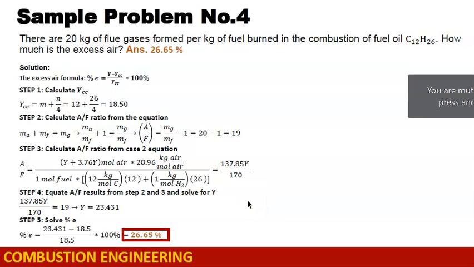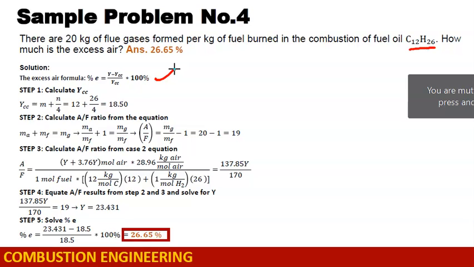Sample problem number 4, mixture of gases. So for sample problem number 4, we are given 20 kg of flue gases formed per kilogram of fuel in the combustion of fuel oil. How much is the excess air? The formula for our excess air is given as (y minus ycc) over ycc times 100%.